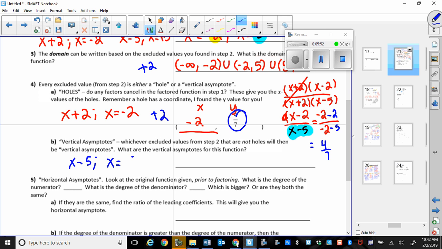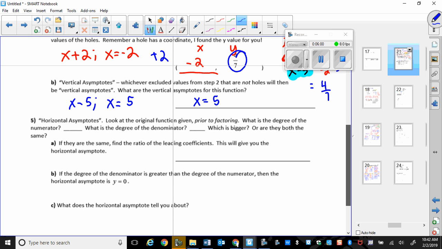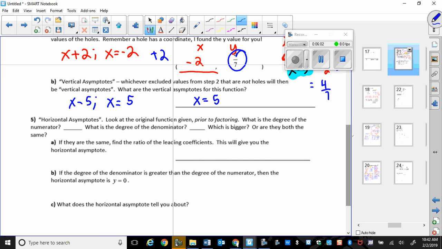It's x equals positive 5. X equals positive 5. Okay? Now, horizontal asymptotes. We look at the original function prior to factoring. What is the degree of the numerator?